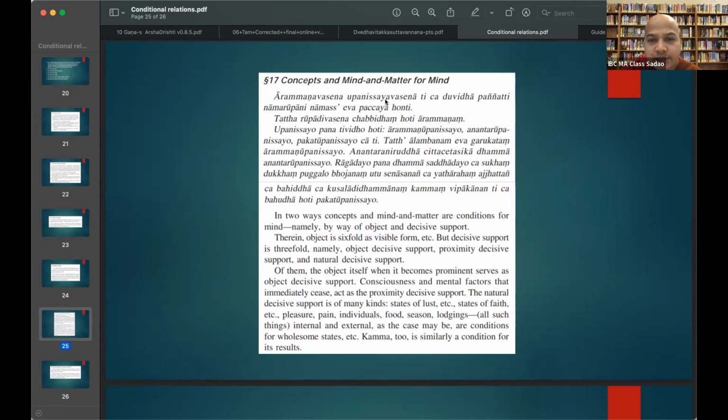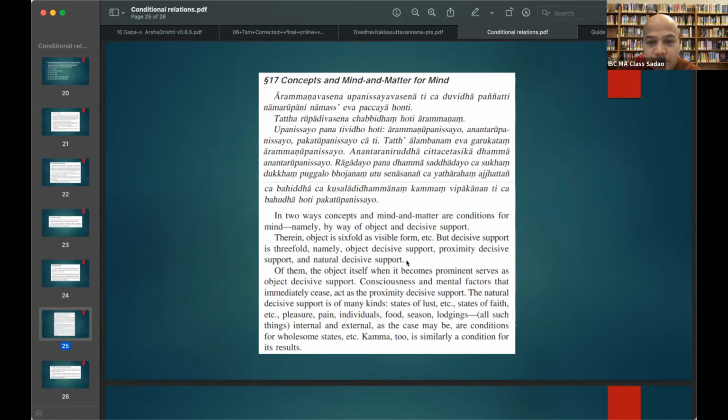Arammana Vasena, Upanishaya Vasena. Object and support. Therein, object is sixfold as visible form, etc. Decisive support is threefold, namely object decisive support, proximity decisive support, and natural decisive support. So we have objects, and as explained here, in three different ways of decisive support, it is connected to the object.